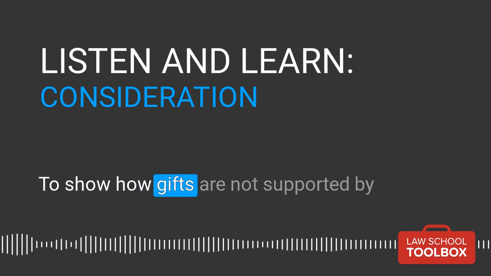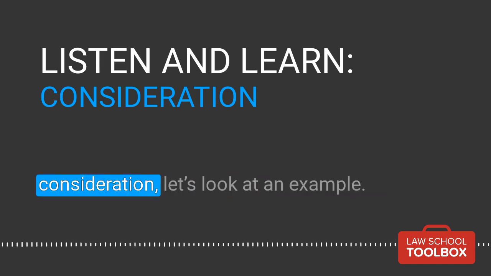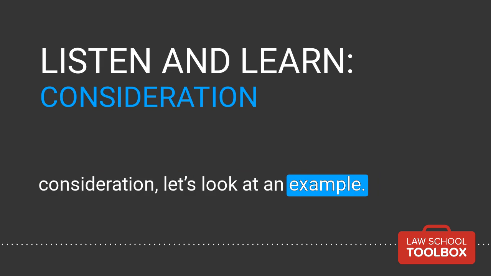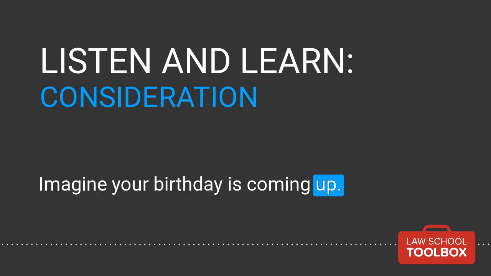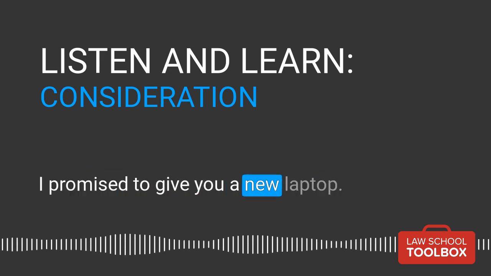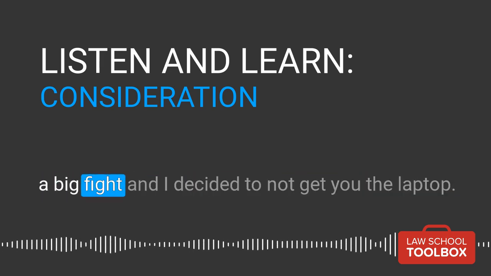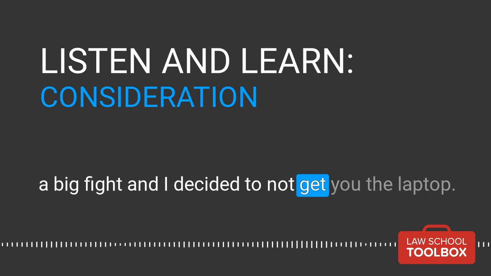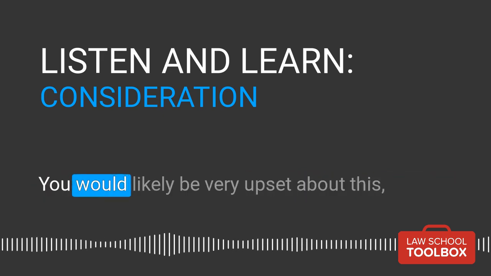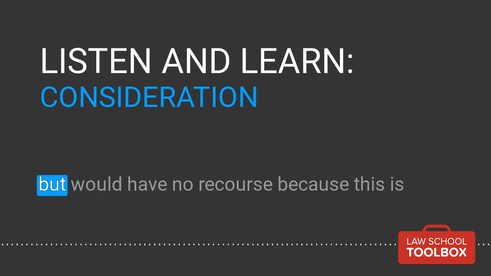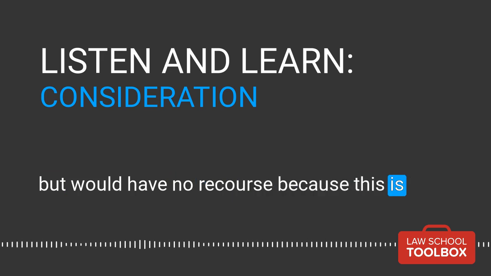To show how gifts are not supported by consideration, let's look at an example. Imagine your birthday is coming up. I promised to give you a new laptop. However, the day before your birthday, we got into a big fight and I decided to not get you the laptop. You would likely be very upset about this, but would have no recourse because this is not a promise supported by consideration.